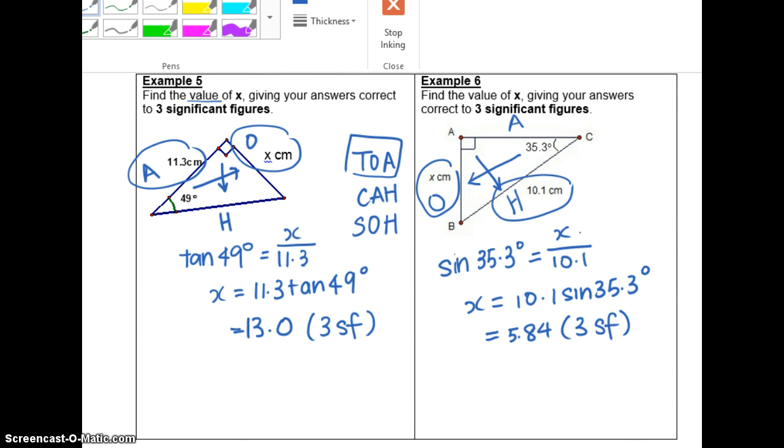In conclusion, you have to decide on whether you want to use tangent, cosine, or sine based on what information is given. I want you to now try practice question 5, and after you have tried practice question 5, attempt the homework textbook questions as seen on the bottom of the page.